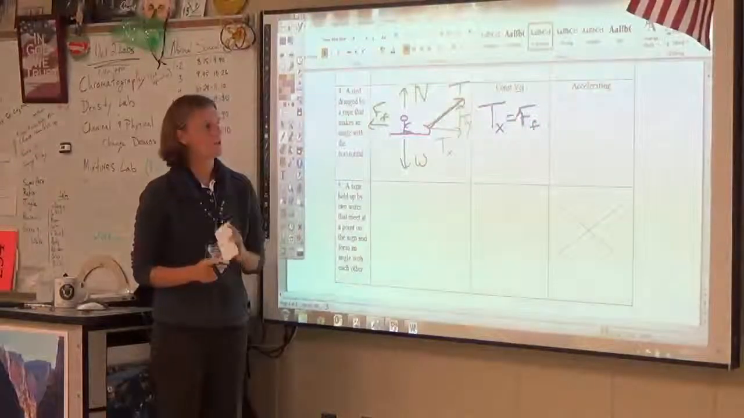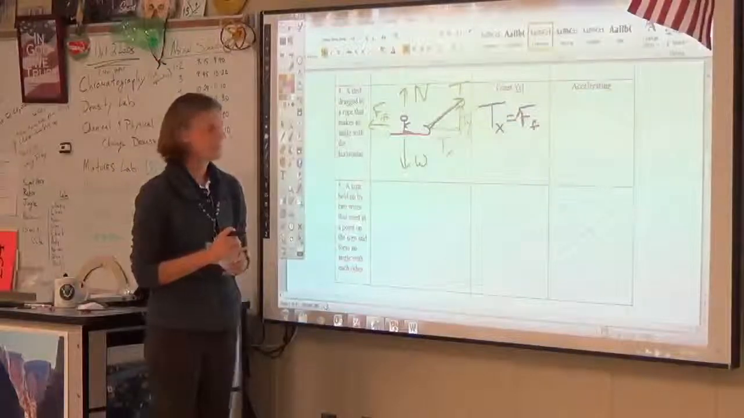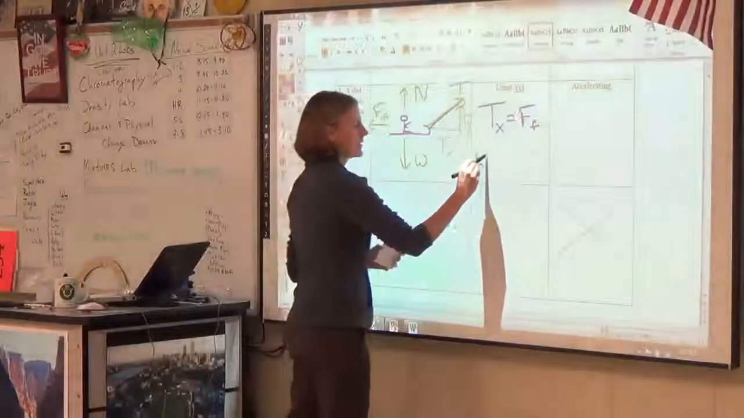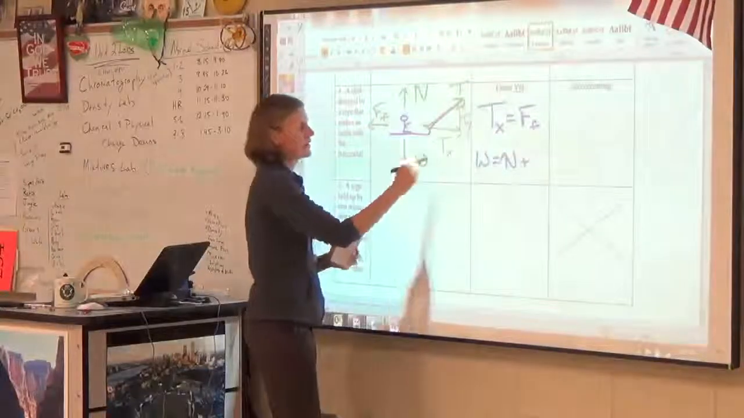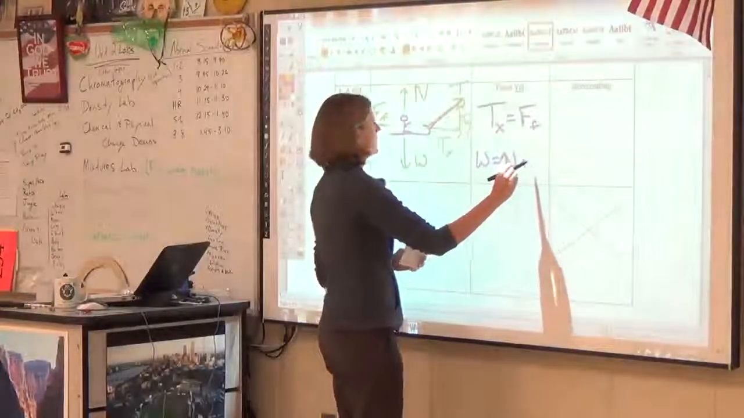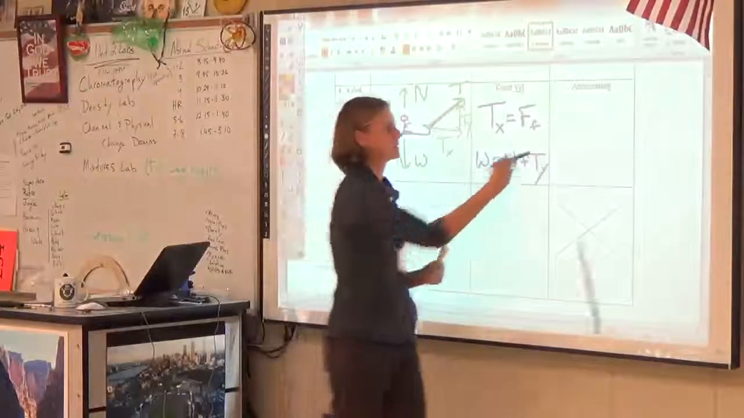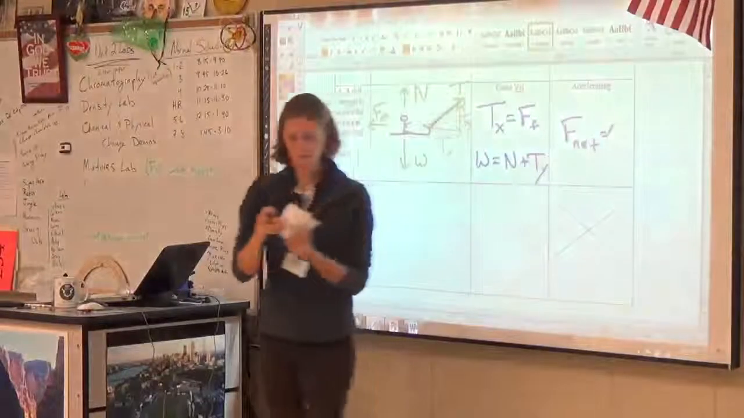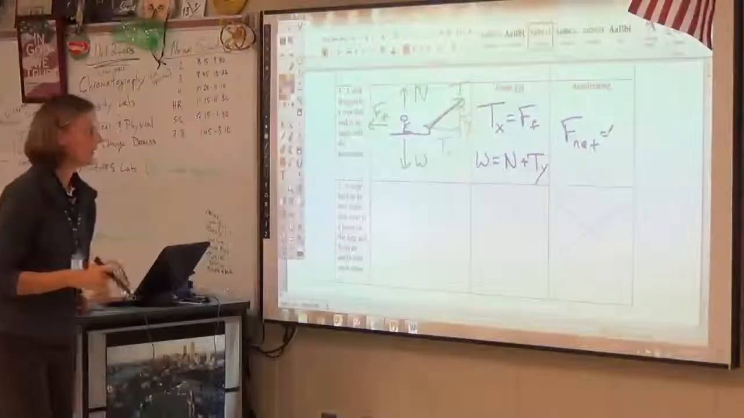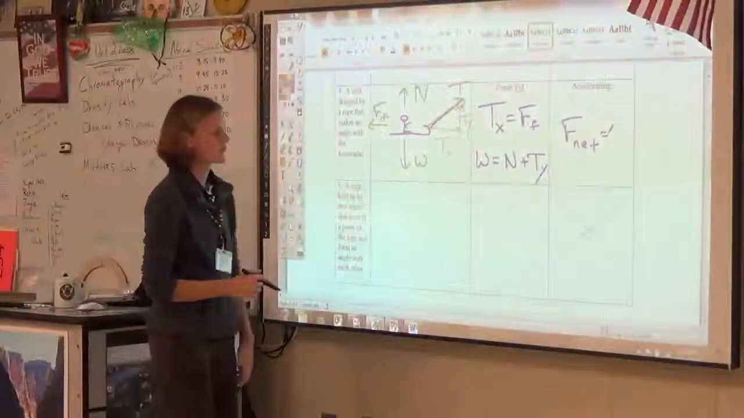Erica, give me the equation for the up and down direction. Weight equals normal and Ty. Very good. Weight's down, so it's got to equal everything up. Equal normal and Ty. Brandon, can you give me the net force if the sled is accelerating? An equation for the net force.